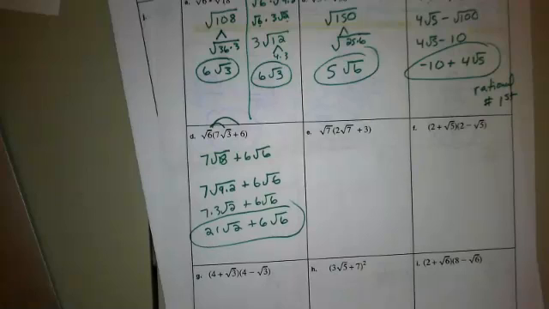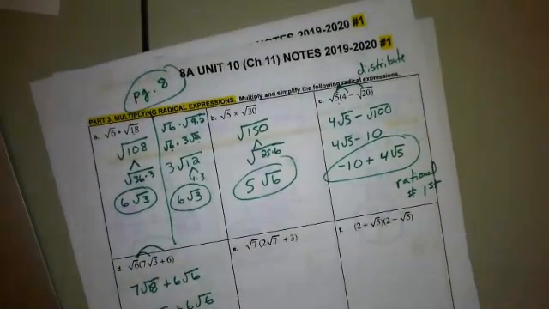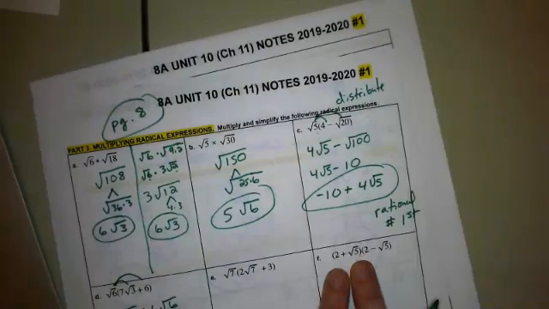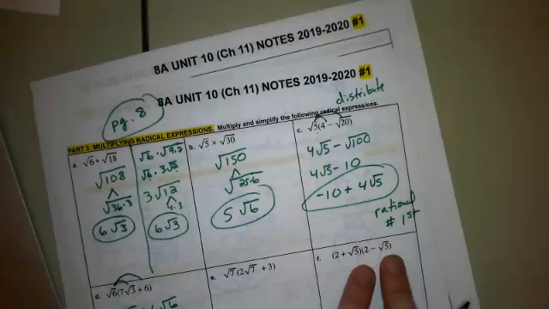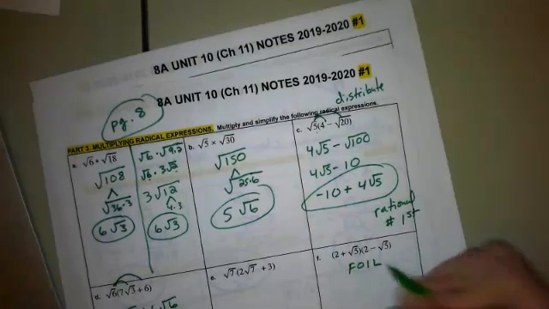Okay, let's do a few more. I think we're going to skip this one. You guys get the idea on that. Okay, we are going to skip to F, and you can see that we have 2 terms times 2 terms, right? So we're going to have to use our friend FOIL.